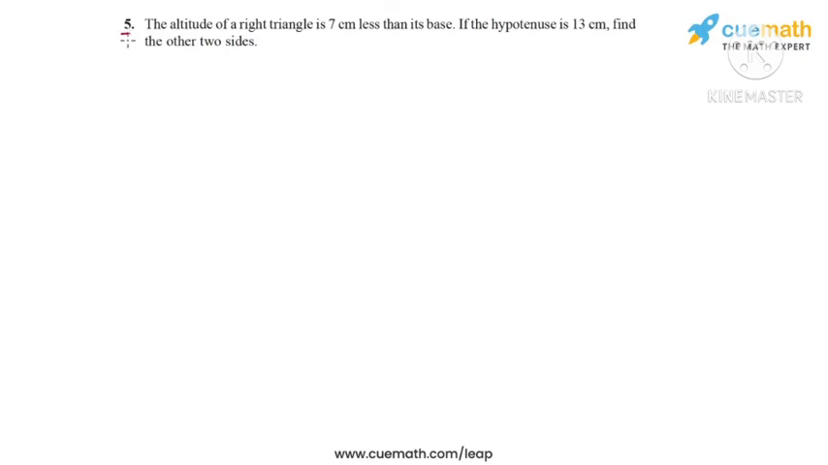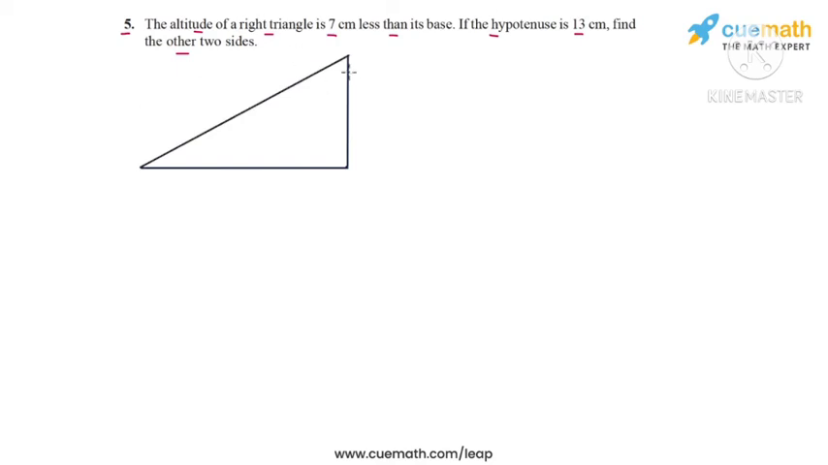In question 5, the problem statement says the altitude of a right triangle is 7 cm less than its base. If the hypotenuse is 13 cm, find the other two sides. So let's first draw a figure that will help us visually model this situation. Let's say that this is the base of the right triangle, and let's say that this is the altitude. Let me draw it perpendicular to the base, like this. And then let's say that this becomes the hypotenuse.